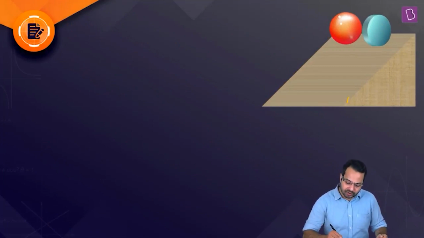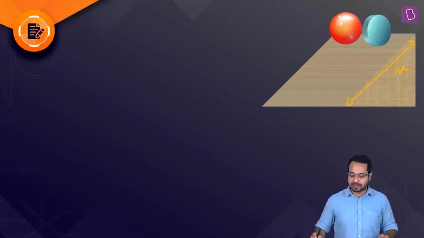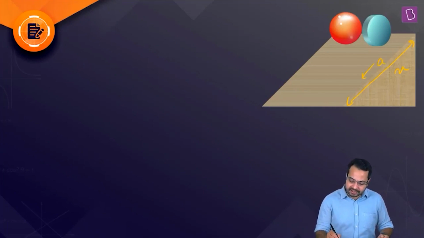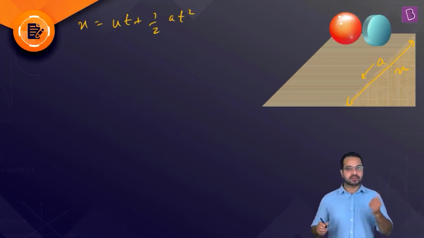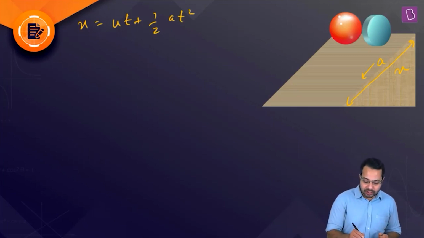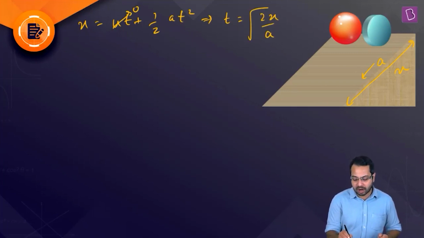Okay, now in order to find time, obviously we'll have to use kinematics. So let's say this distance is x, the distance along the inclined plane, and let's say their acceleration is a along the inclined plane. So can I say x is equal to ut plus half at square? Absolutely, I can say that. Now initial velocity is 0, so this is going to give me t is equal to under root of 2x upon a.